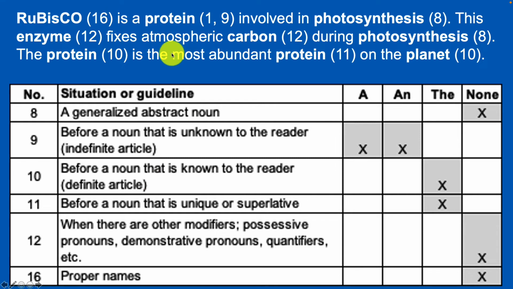And we say it's the most abundant protein, rule number 11, before a noun that is unique or superlative. In this case, it's superlative. And then we say on the planet, and that's using rule number 10, again, before a noun that is known to the reader. You might say, well, which planet? Well, obviously we're talking about the planet we live on.